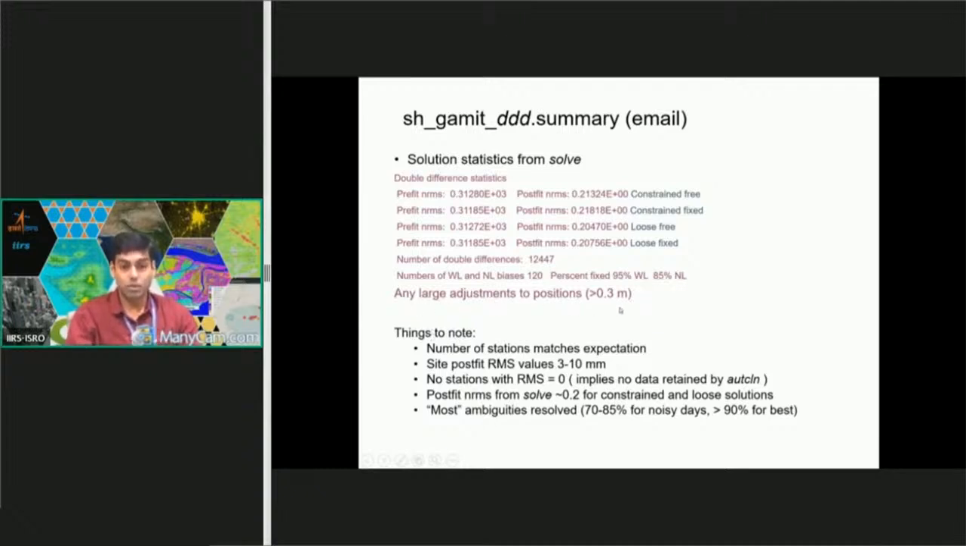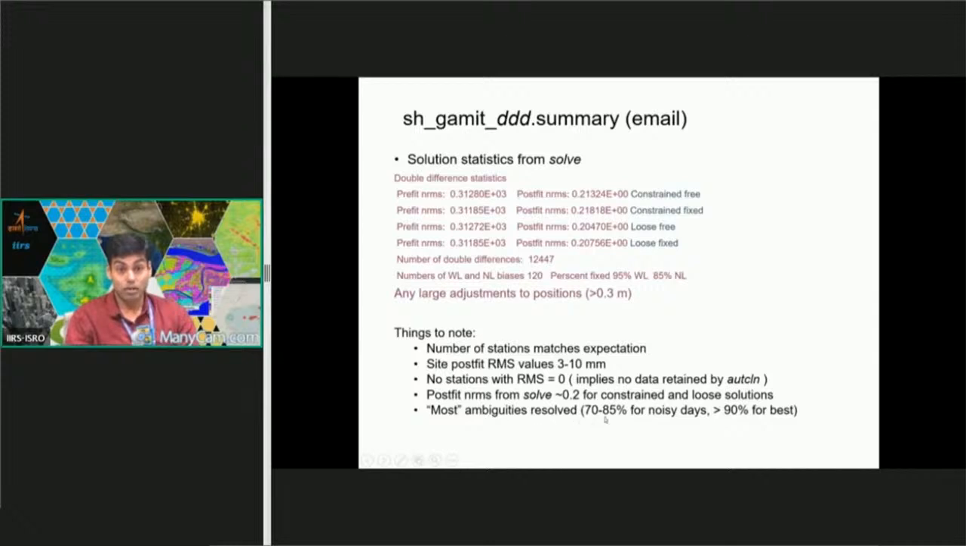Any large adjustment to produce greater than 0.3 meter. So things to be noted. The number of stations should match expectation. The post-fit RMS should be 3 to 10 millimeter or less than that. A number of stations with RMS 0 means no data retained by autoclean. So post-fit RMS should be 0.2 for constrained and loose solutions.